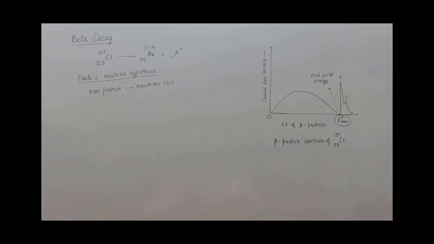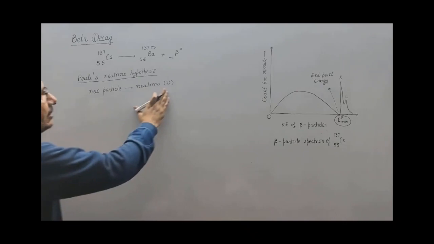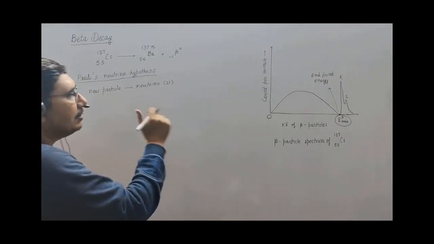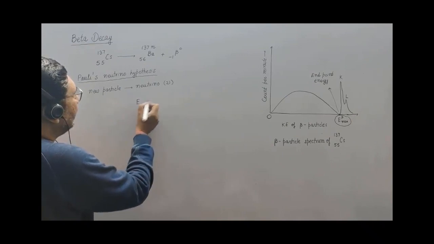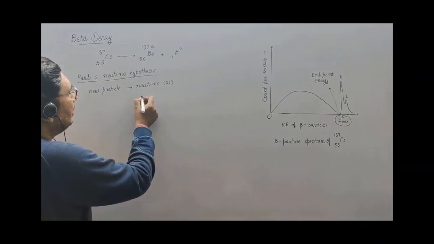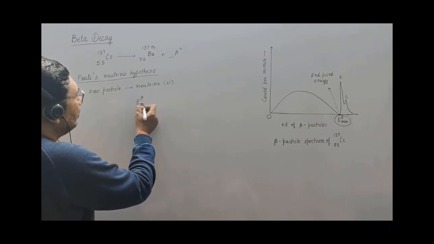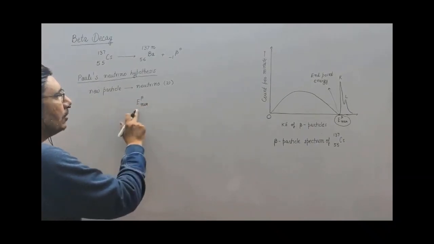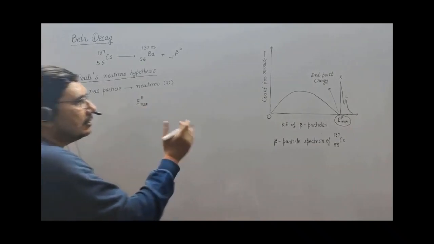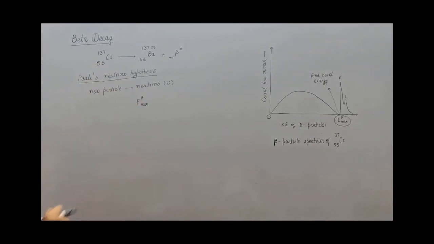And this neutrino carries the remaining energy. The maximum energy carried by the beta particle is E beta max. This is the maximum energy that is carried by the beta particle.